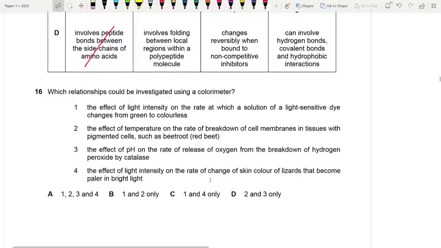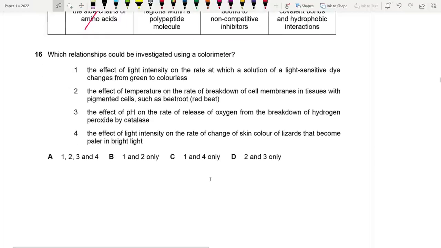16. Which relationships could be investigated using a colorimeter? The effect of light intensity on the rate at which a solution of light-sensitive dye changes from green to colorless. This looks good. Anywhere where there's a change in color, when there's a change in concentration of a solution, color changes, you can use a colorimeter. Okay, so A is fine.